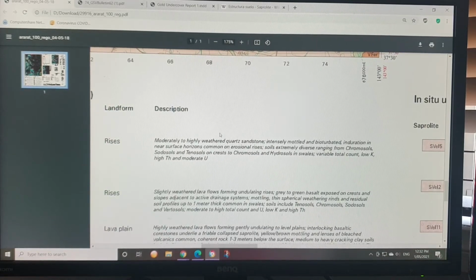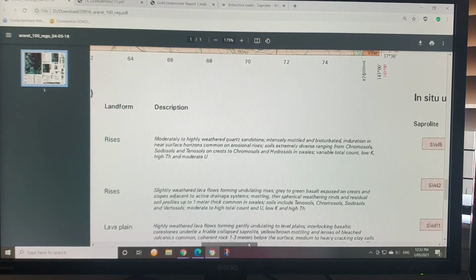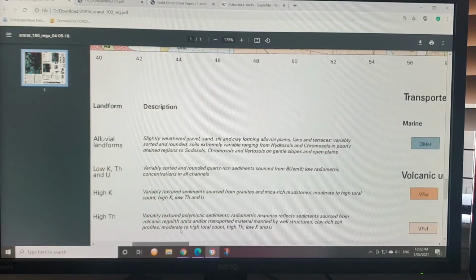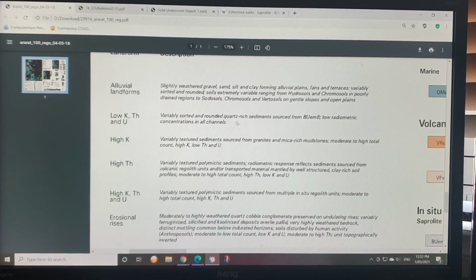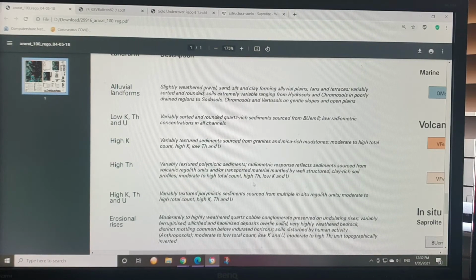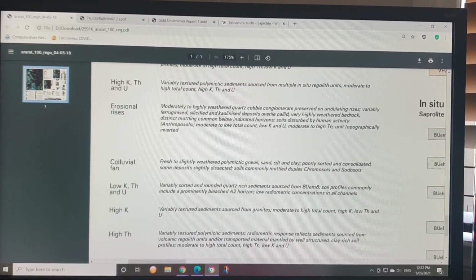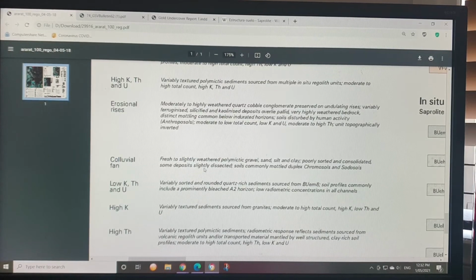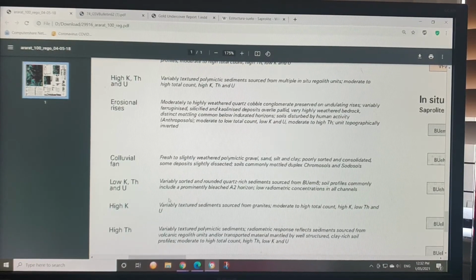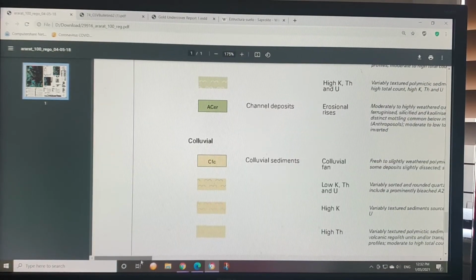quartz is. Okay, this one, quartz, sandstone. Yeah, no, I don't see anything about the actual quartz. Alluvial lamp. Okay, this one, variable sorted, rounded, quartz rich sediment. So this is what you need to look for, quartz rich. And you've got the ones that tell you the actual colluvium, gravel, so that's actually the side of the hills, low thorium, high potassium, high thorium. So you get a lot of information.